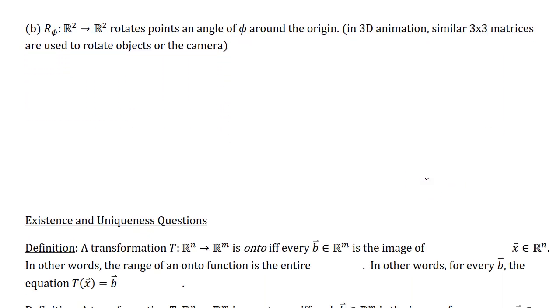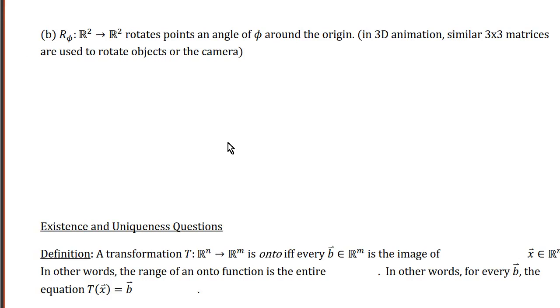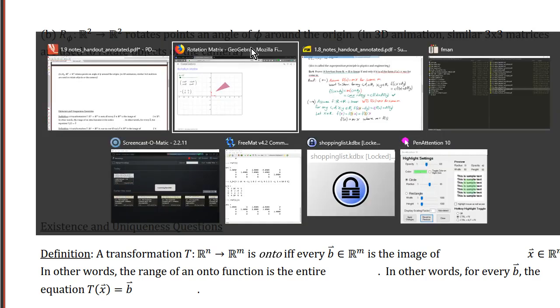Here is a tricky one. So for this one, to get an idea of what we're talking about, when we say R sub phi rotates points an angle of phi around the origin, and this works whether you're talking about radians or degrees or whatever, as long as you're consistent. Let's see what that looks like, because this is going to be a different transformation for different values of phi.